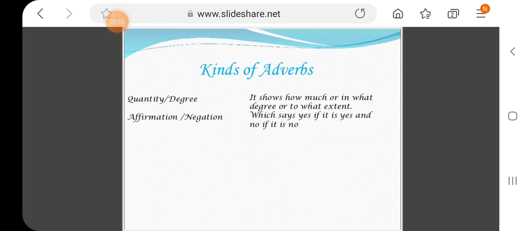Then there are adverbs of degree or quantity, that tell you to what extent, how much, kitna zyada, some action is performed. Affirmation or negation tells you yes if it is yes and no if it is no. Okay, that we will discuss later.